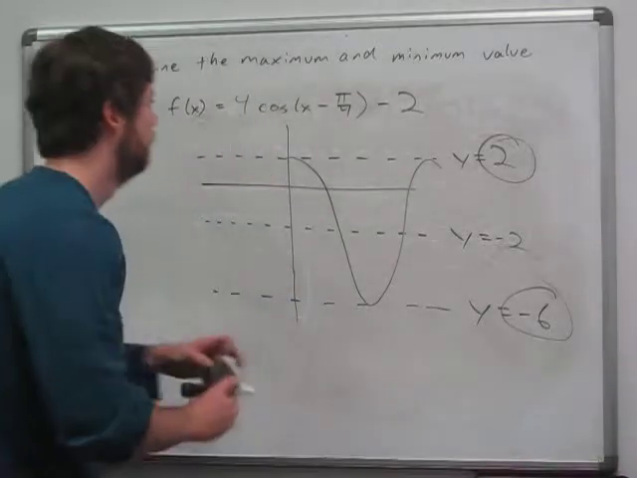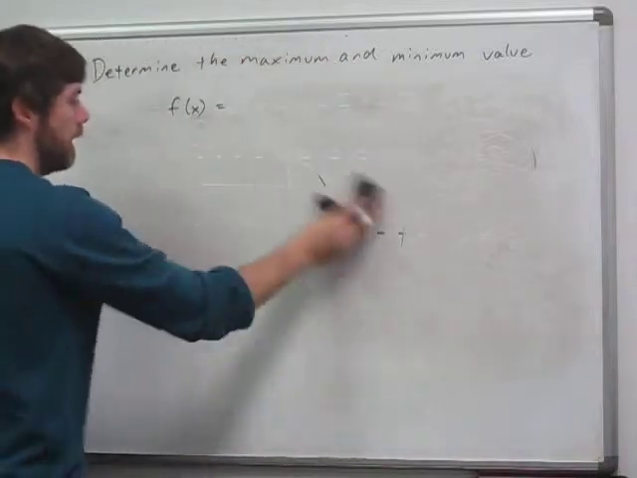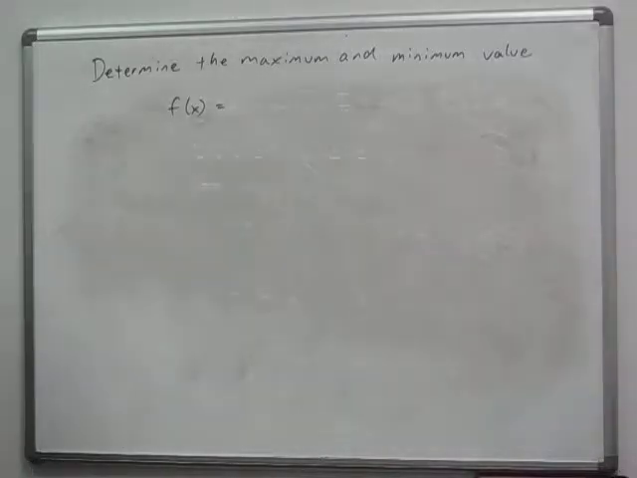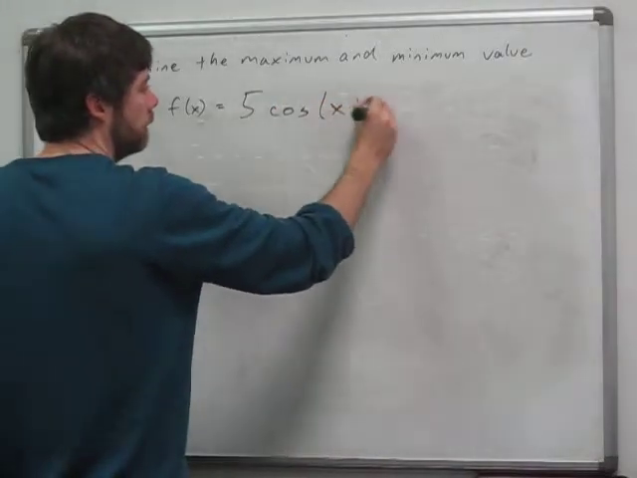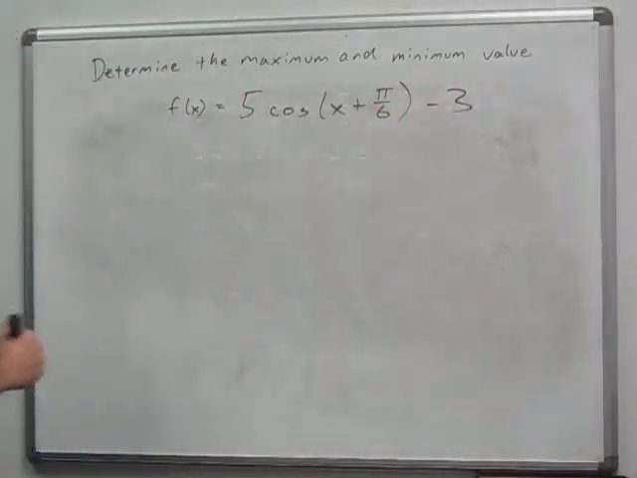Okay? So, using this knowledge, what are the maximum and minimum values of, let's say, 5 cosine of x plus pi over 6 minus 3?